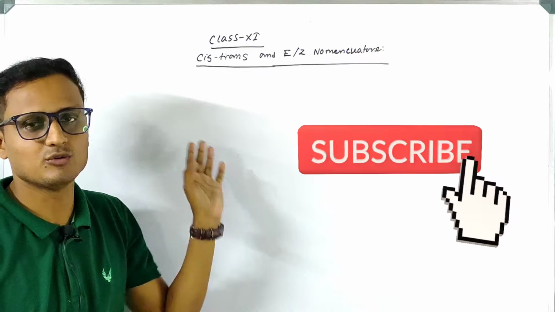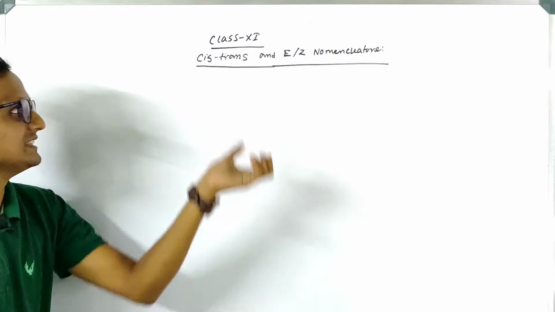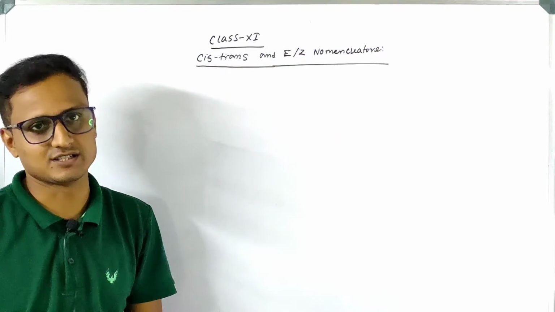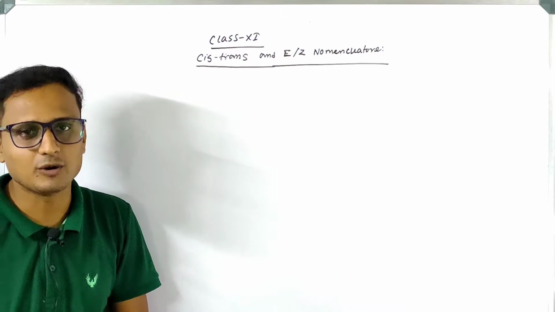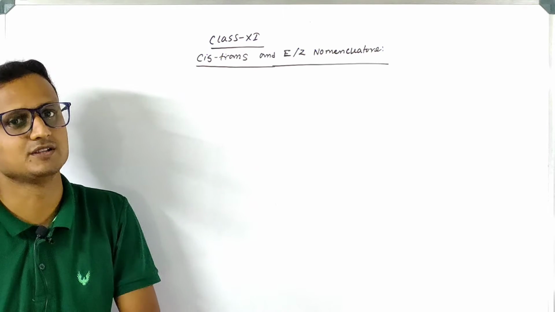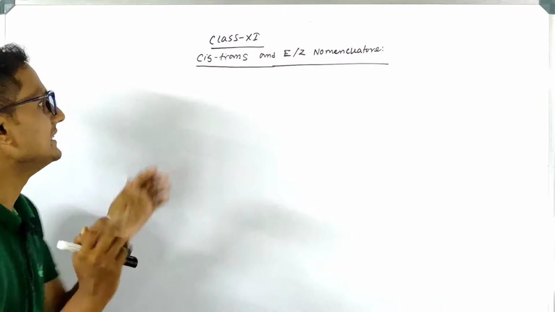Today I will discuss another important topic of class 11, and it is also important for the JEE and the NEET examination. That is the Cis-trans and EZ nomenclature. And this Cis-trans and EZ nomenclature is only applicable for the double bonded compounds, not the triple bonded, not the single bonded. Okay, so let's see.